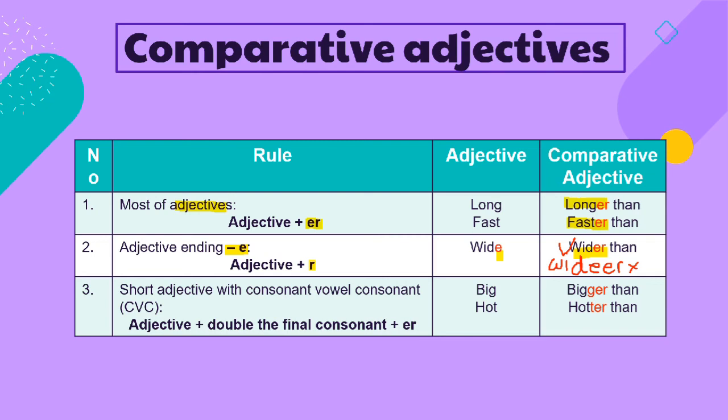Next, the short adjective with consonant, vowel, consonant, or CVC. Remember consonant? B, C, D, F, G, H, L, M, and vowel A, I, U, E, O. Nah, for this rule, adjective, and then next you write again the final consonant and you put ER, like here, big. Look, big.